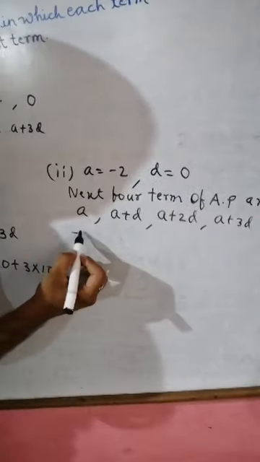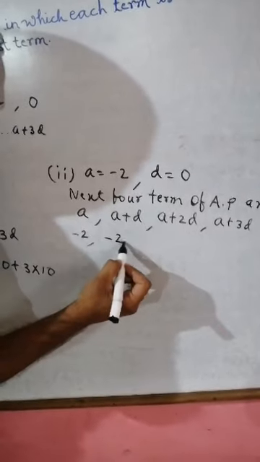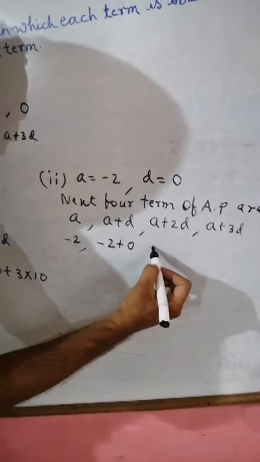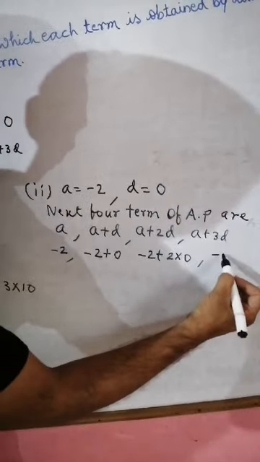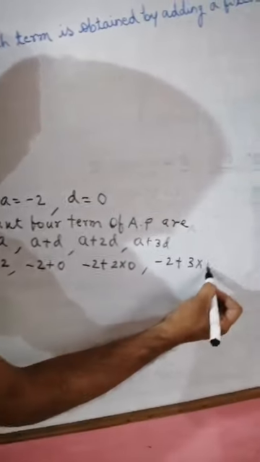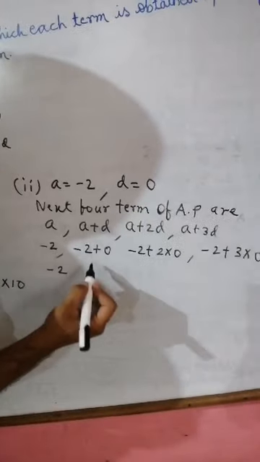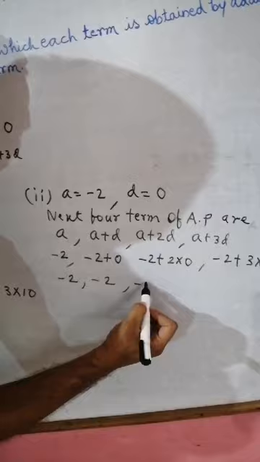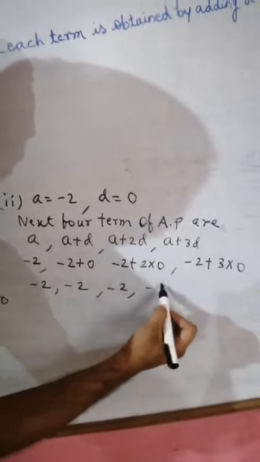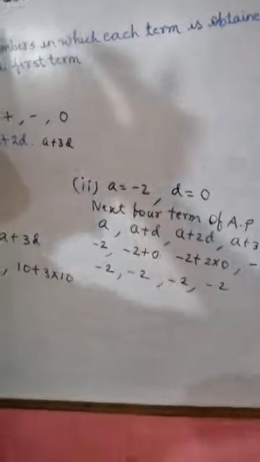So here what is the a? -2. So -2 plus 0, -2 plus 2 into 0, again -2 plus 3 into 0. -2 minus 0 will be -2 only, 2 into 0 is 0, so again it will be -2, 3 into 0, -2. So all terms of the AP are the same because the common difference is 0.